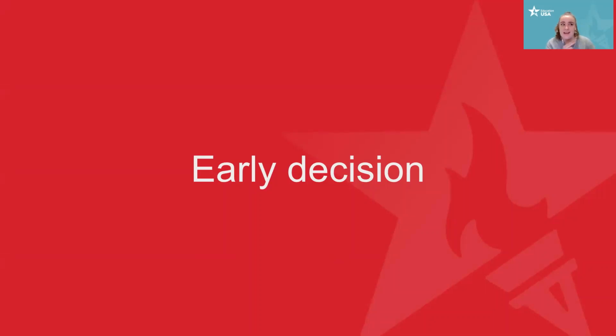However, rather than applying around the 1st of November, early decision 2, which some universities offer, will tend to have a deadline in January, alongside regular decision types, which we'll talk about later on.